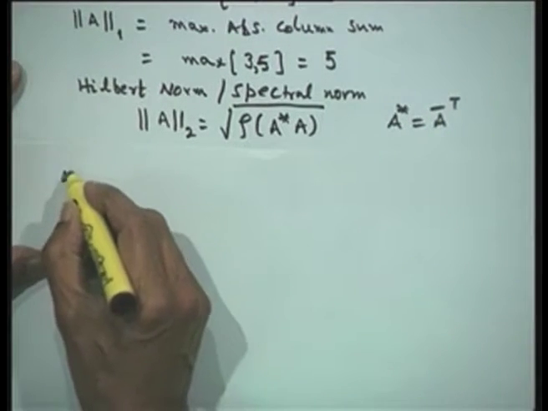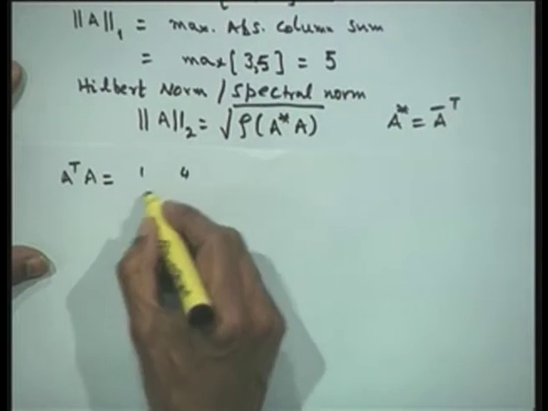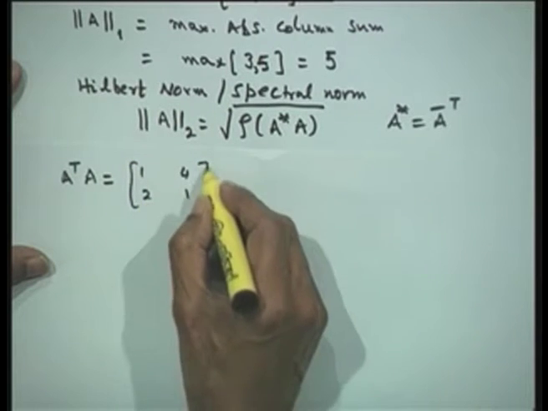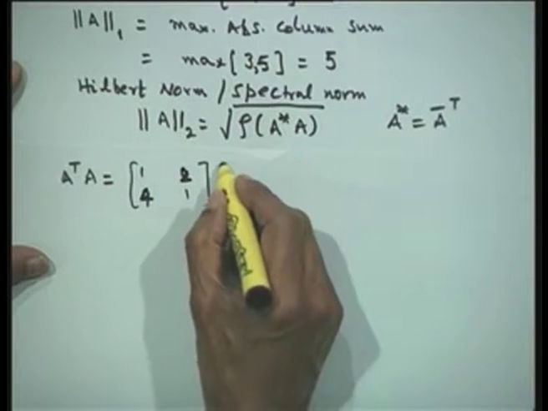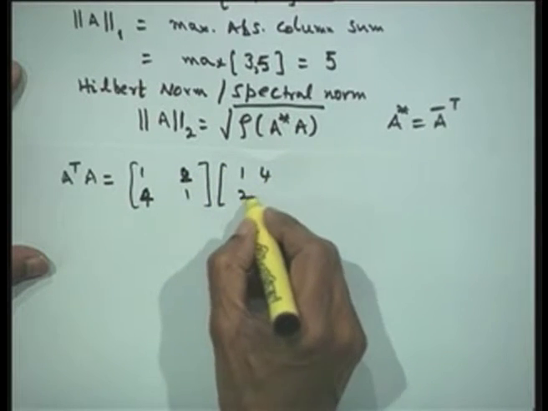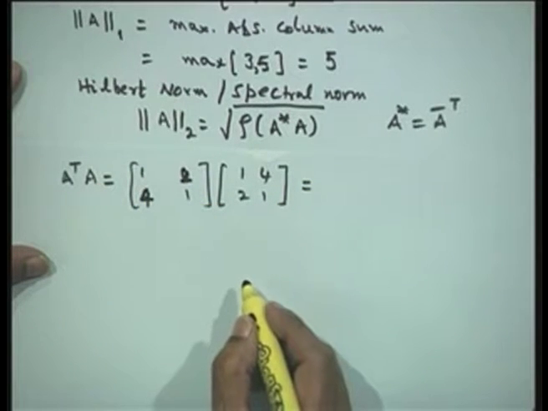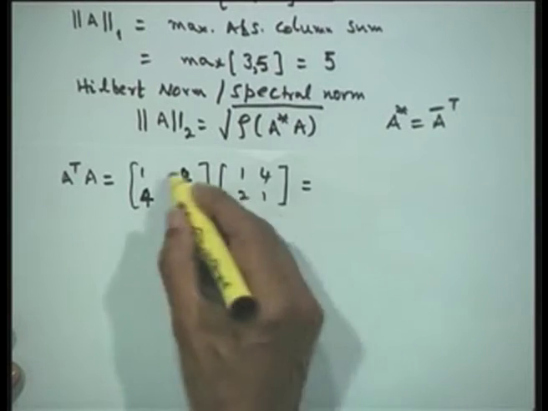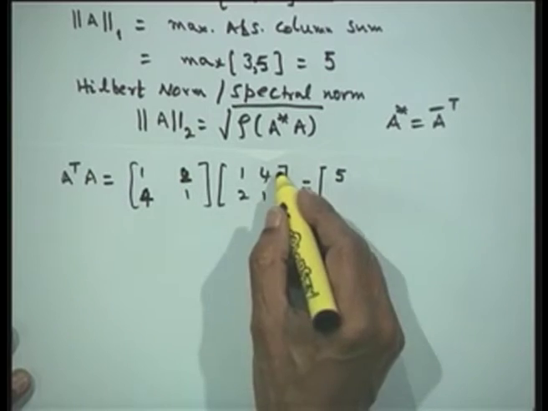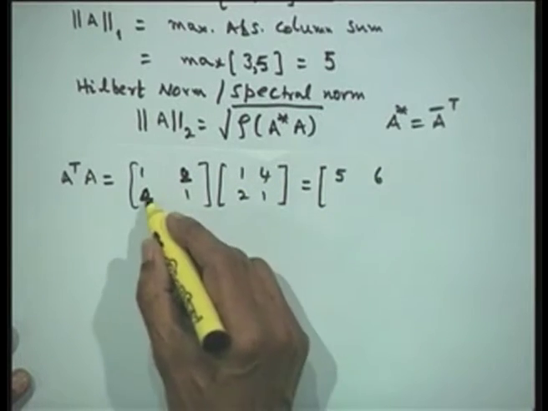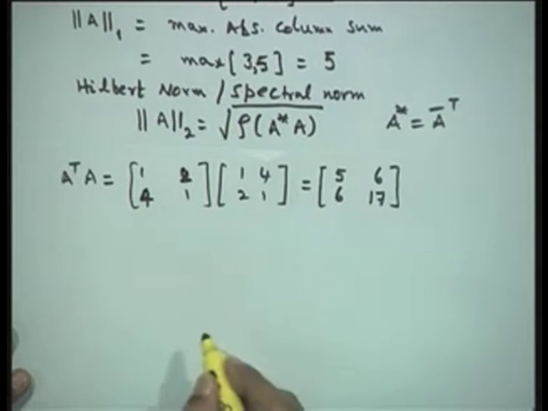So, what we need is A transpose A, that is, the transpose, which is 1 4 2 1, times the matrix 1 4 2 1. Therefore, this product is 1 plus 4, that is equal to 5, 4 plus 2, that is 6, 4 plus 2, 6, and 16 plus 1, 17.